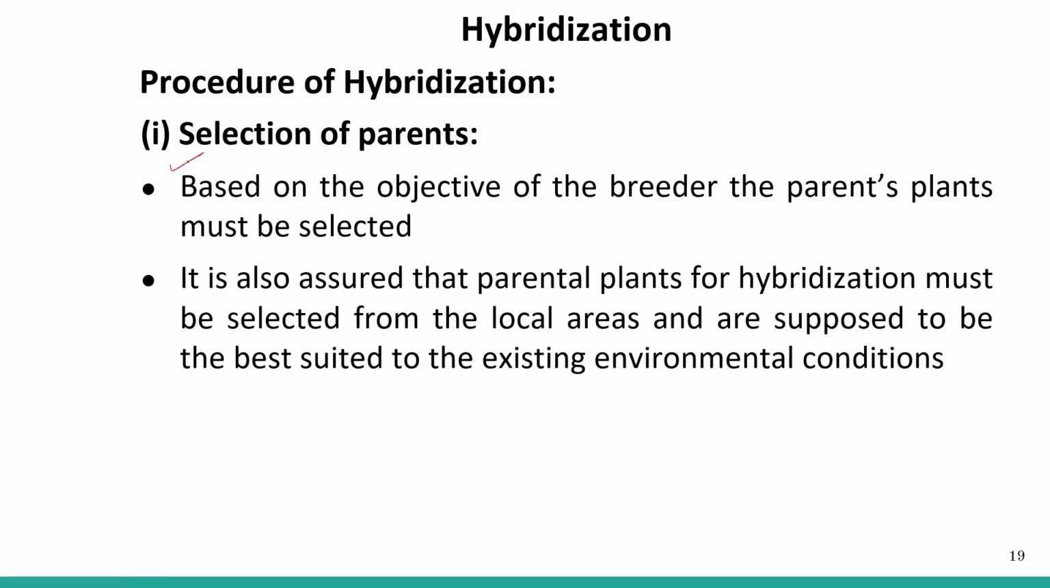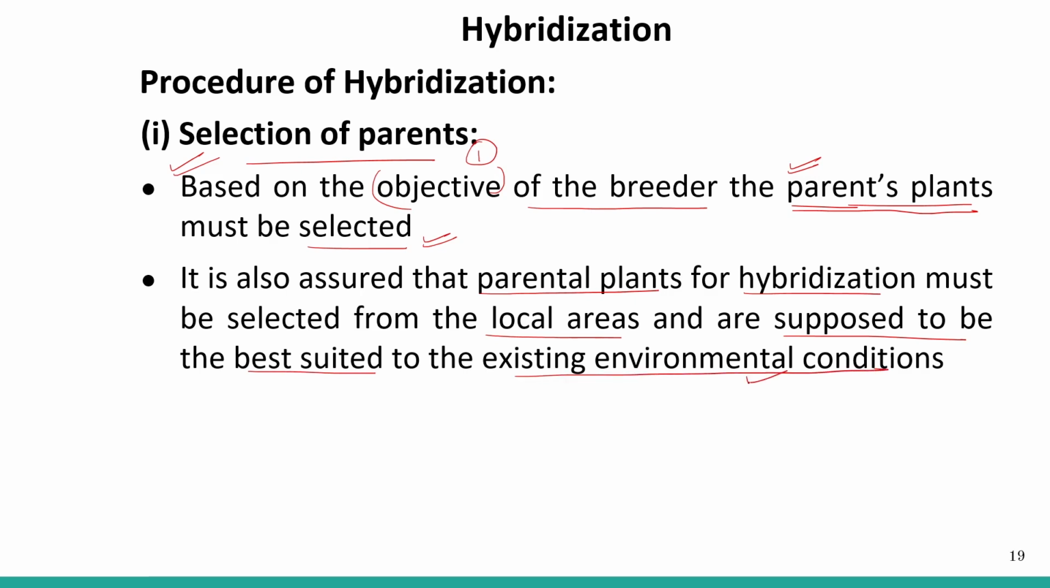The first step is the selection of parents. Based on the objective of the breeder, the parent plant must be selected. So what is our objective? As a breeder, we will select the parent plant. It is also assured that the parental plants for the hybridization must be selected from the local areas and are supposed to be the best suited to the existing environmental condition.